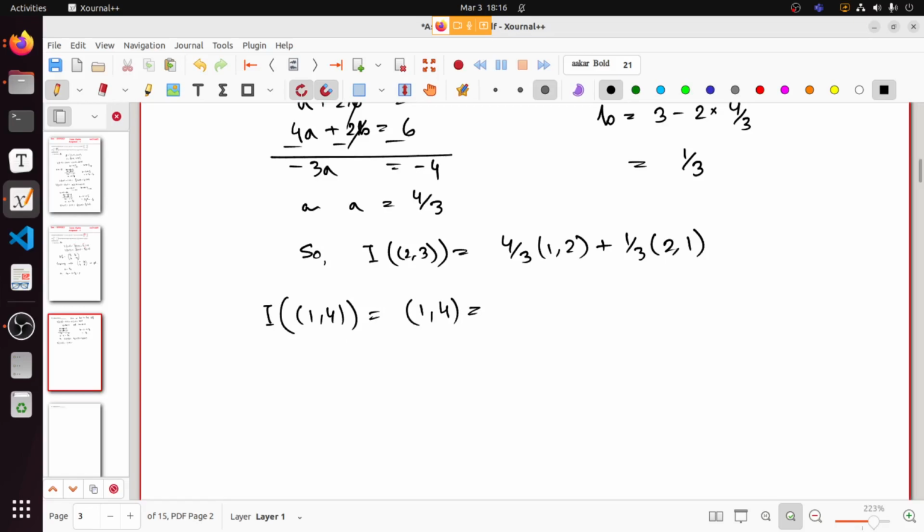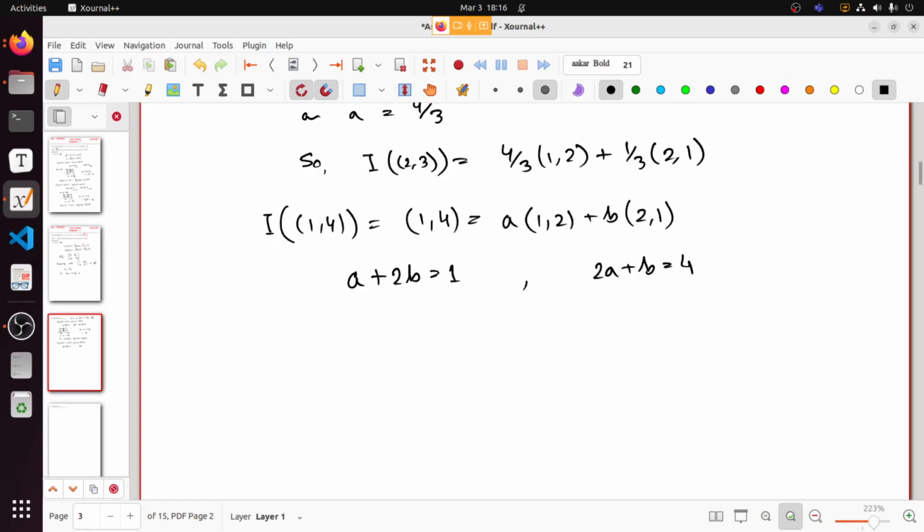So (1, 4) now you have to write in terms of a times (1, 2) plus b times (2, 1). Okay, so this time we have a plus 2b equals 1 and 2a plus b equals 4. So if we solve these two equations, what will we get? Let's eliminate b again. So a plus 2b equals 1, 4a plus 2b equals 8. Minus 3a will be minus 7, or a will be 7 by 3.